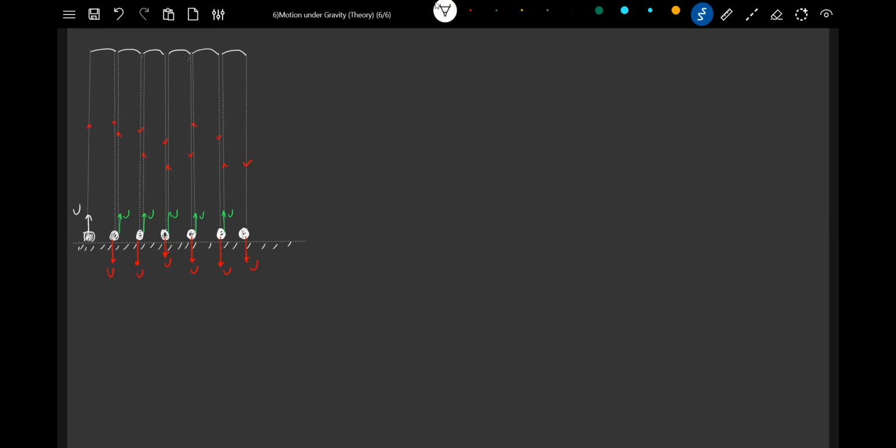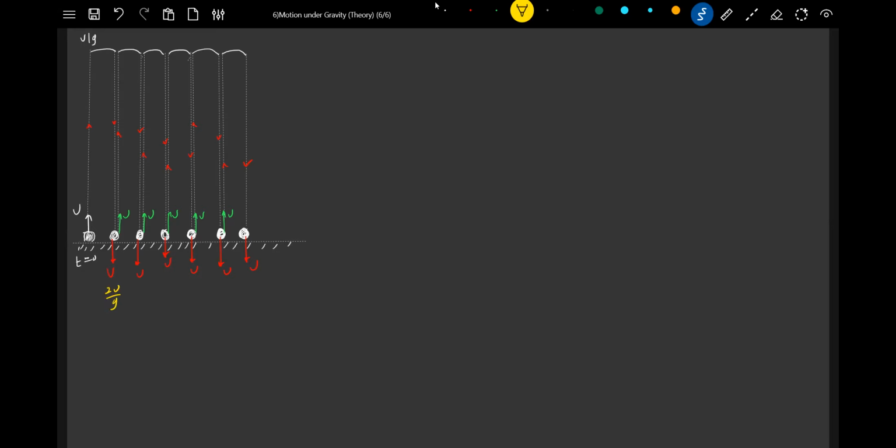So what is the condition we have put at t equals 0? We have projected. What is the time here? u by g. After what time will it come here? 2u by g. I'll use different colors; it will be easy for you to notice things.